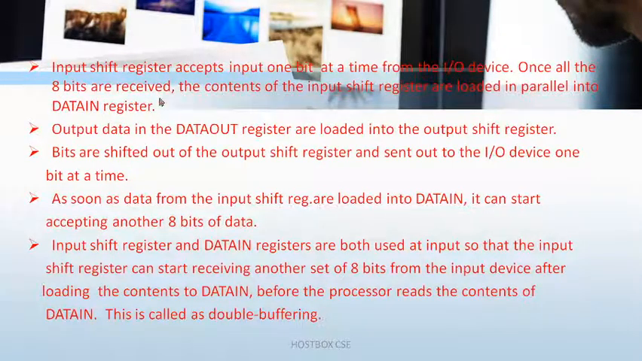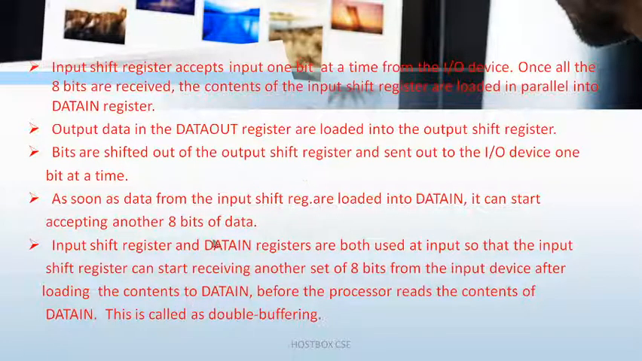Let's see some points here. Here the input shift register accepts input 1 bit at a time from the IO device, and once all the 8 bits are received, the contents of the input register are loaded in parallel into the data in register. What I told just now. Then the output data in the data out register are loaded into the output shift register. Bits are shifted out of the output shift register and sent out to the IO device 1 bit at a time. Remember, as soon as the data from the input register are loaded into data in, it can start accepting another 8 bits of data.